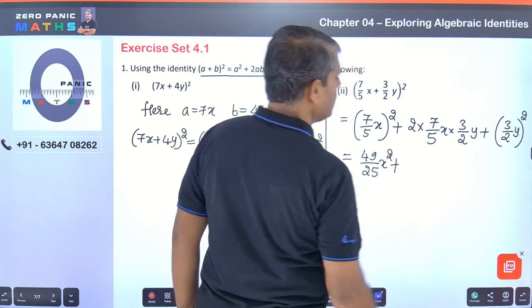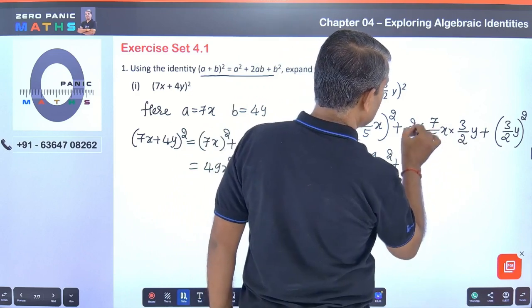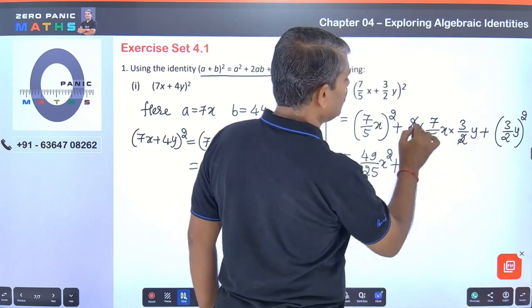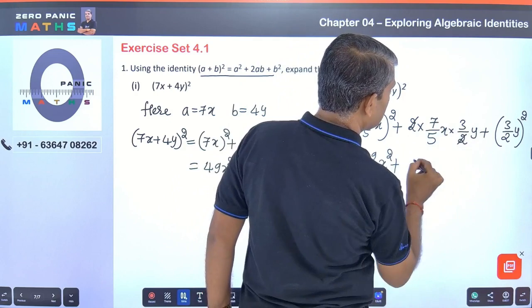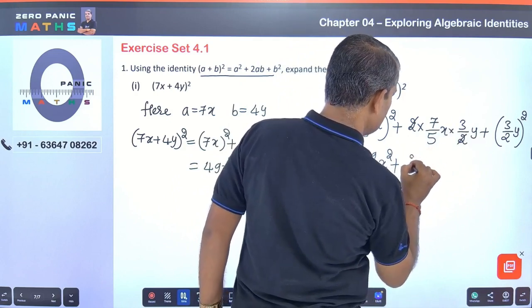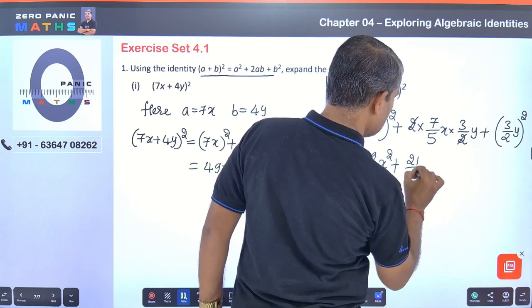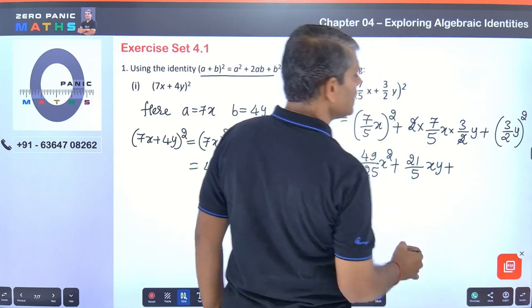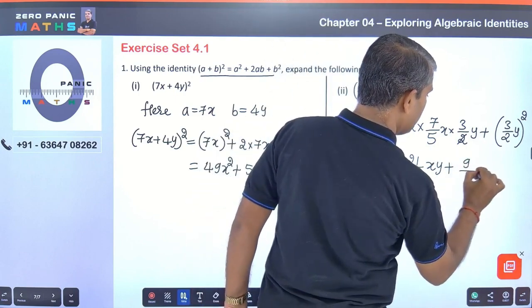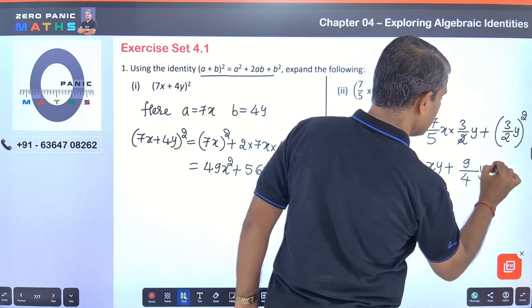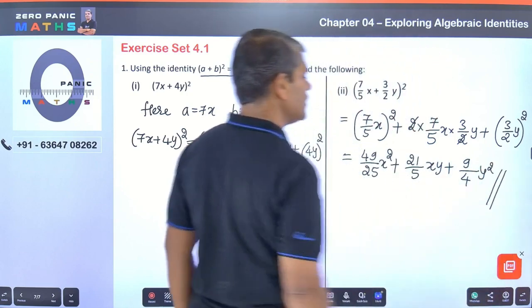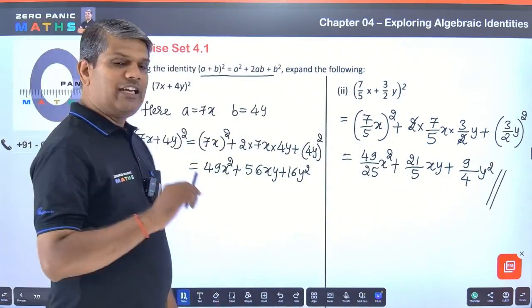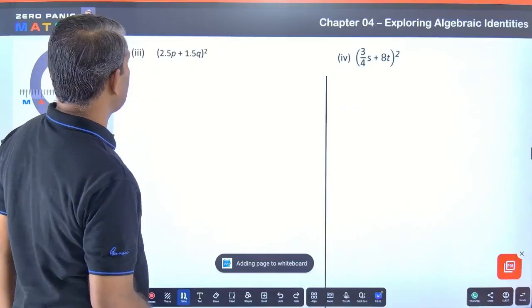Plus, anything that is getting cancelled, you can cancel it. 2 and 2 will get cancelled here. This is 21 divided by 5, x into y, that is xy, plus 9 divided by 4 y square. So this is the expansion of this. Let us check the next set of problems.